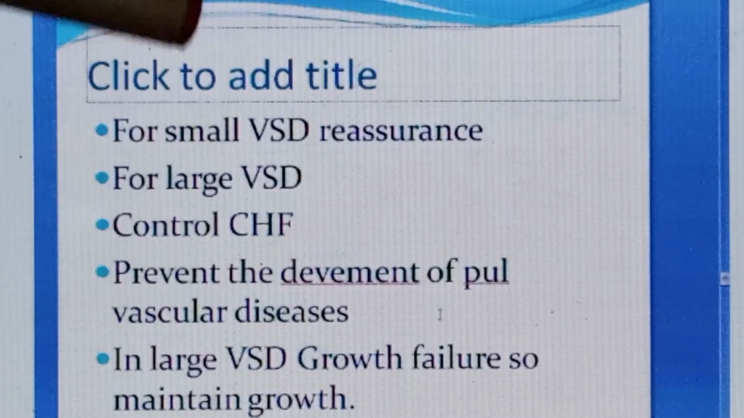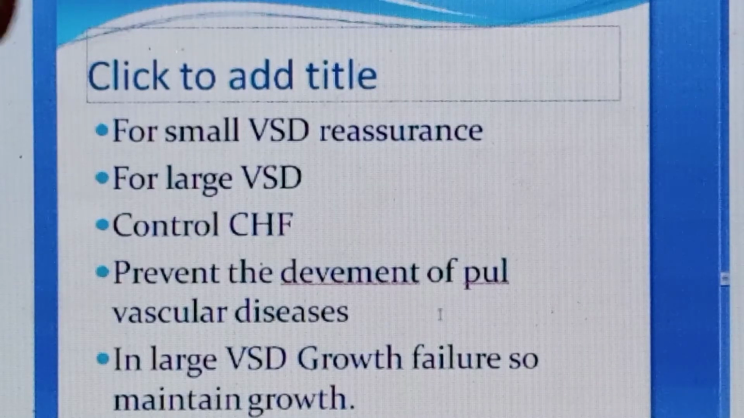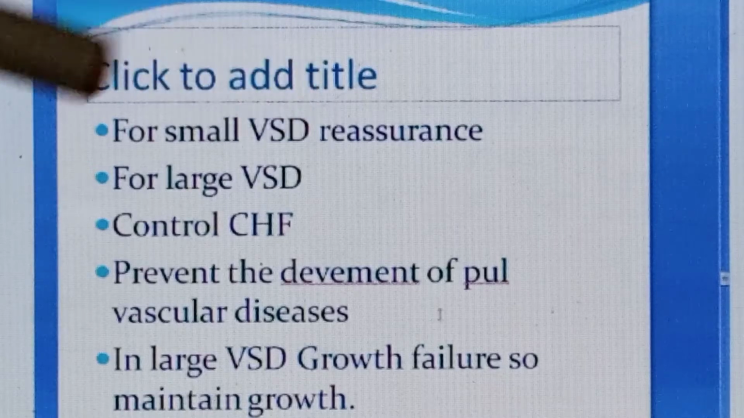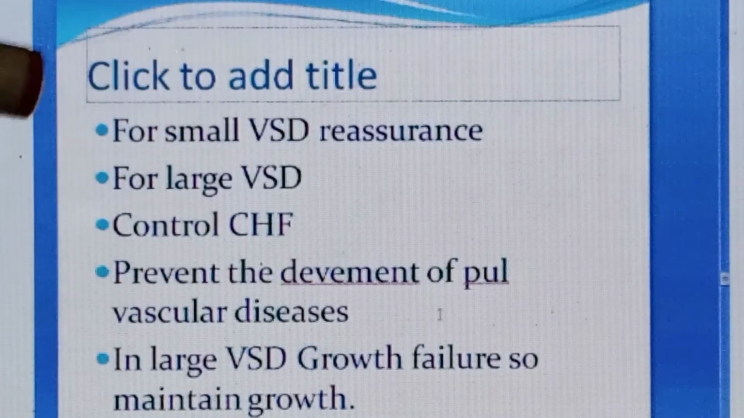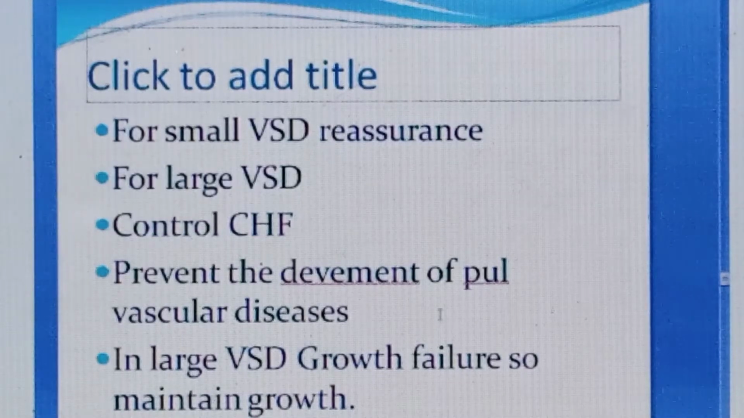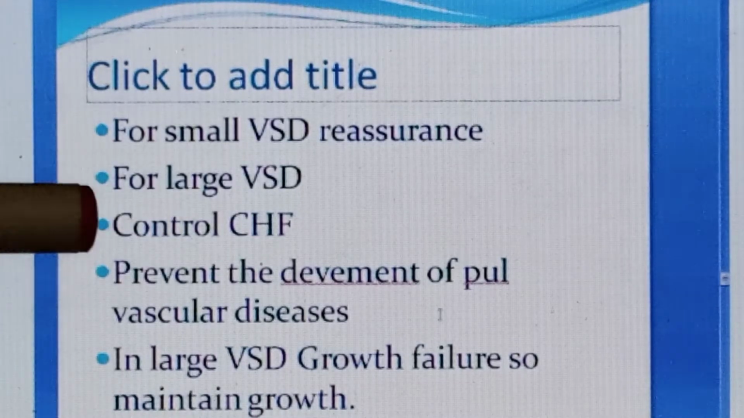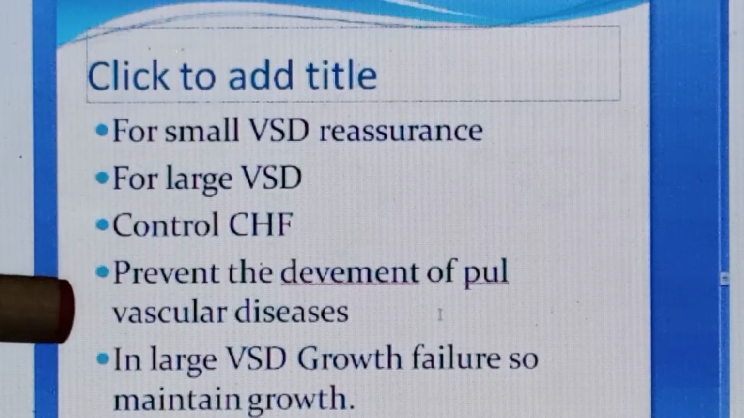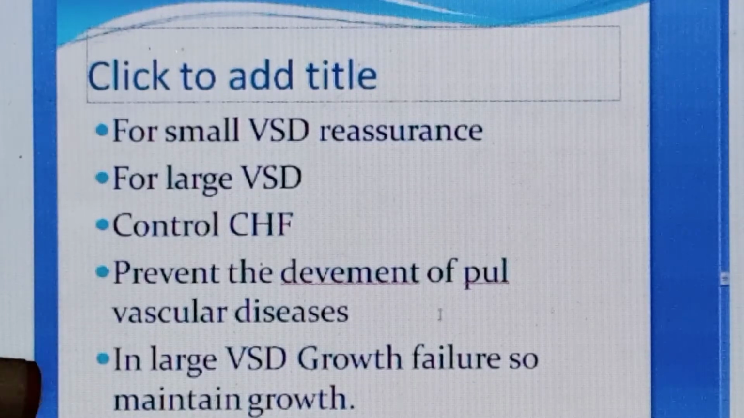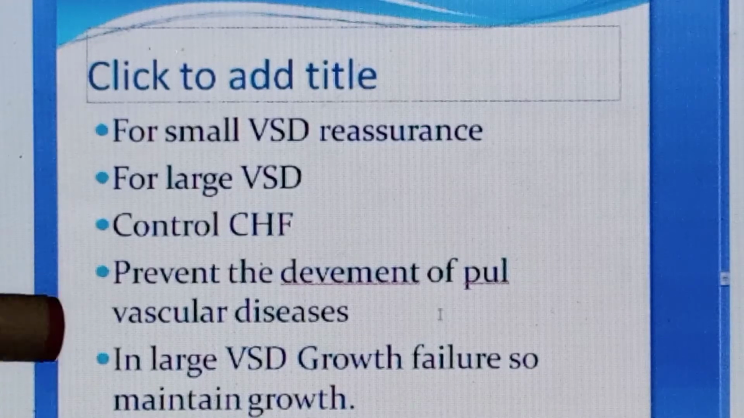Now come to the last but not least, the management. If the size of the VSD is very small, then just reassure the patient. But for the large VSD, there are two main aims. One is to control the congestive heart failure, and the second is to prevent the development of pulmonary vascular disease, to prevent the Eisenmenger phenomenon. And in large VSD, there is growth failure, so maintenance of the growth is also important.